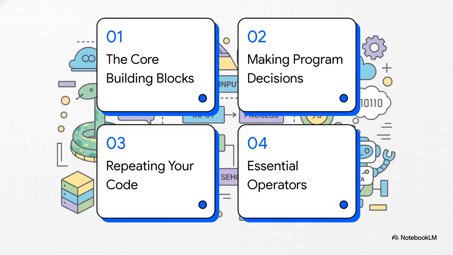So here's our roadmap. We're going to start with the absolute basics, the core building blocks, how a program even remembers things. Then we'll get into how programs make decisions, how they get smart. After that, we'll see how to make code repeat itself efficiently, and finally, we'll run through the essential symbols, the operators that make it all happen. 4 key areas, all crucial for your exam.